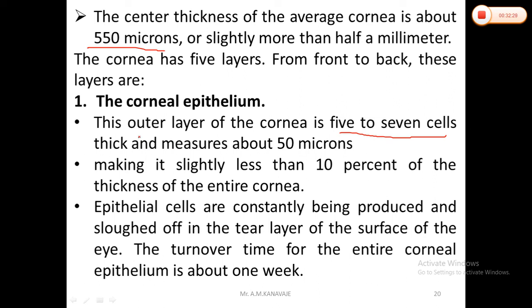Like skin cells, like our stratum corneum, where mostly epithelial cells are present, they are generated and regenerated continuously. Likewise, the corneal epithelium is the outer layer of the cornea, made up of 5 to 7 cells thick and measuring about 50 microns, and it is constantly being reproduced. The reproducing time is about 1 week.